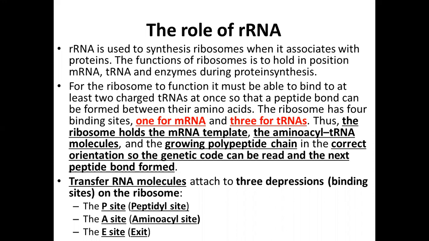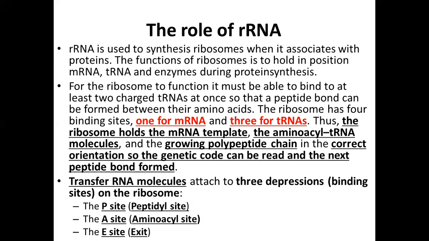So when you look at ribosomal RNA, it is used to synthesize ribosome when it associates itself with proteins. And the function of the ribosomes is simply to hold in position the messenger RNA, transfer RNAs, and the enzymes that are involved during protein synthesis. So the ribosomes hold the messenger RNA, the adapter molecule, which is transfer RNA, and the enzymes involved in protein synthesis.